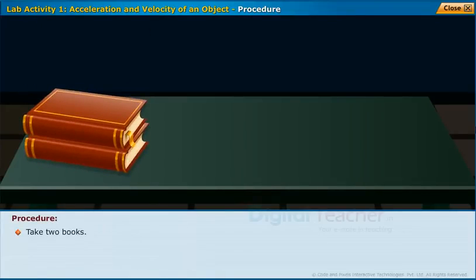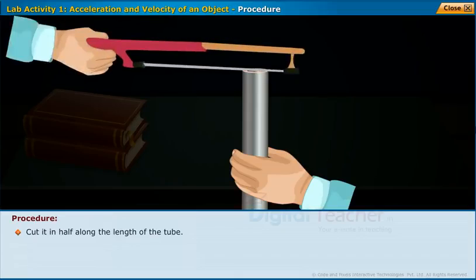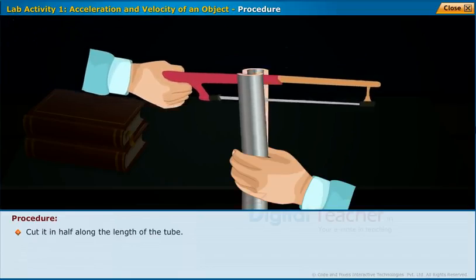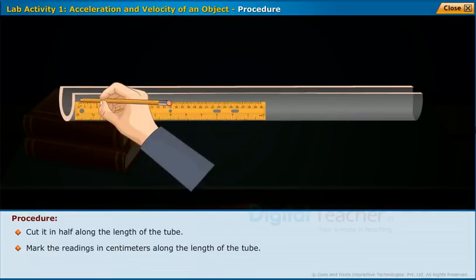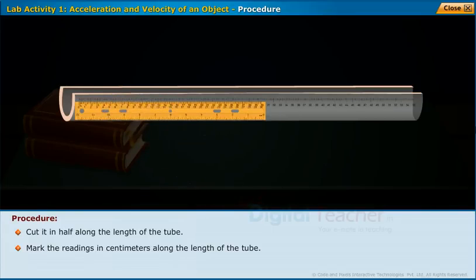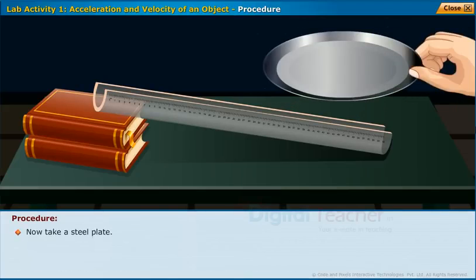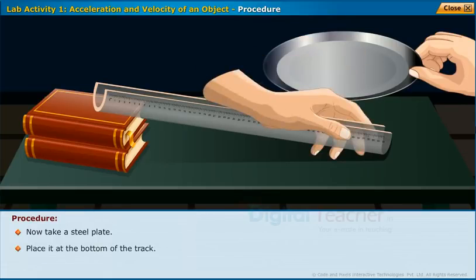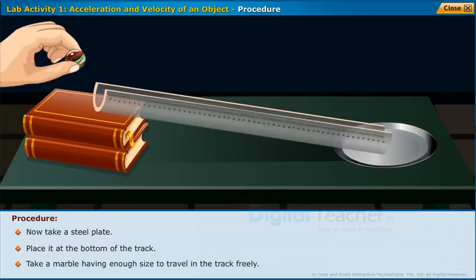Take 2 books. Place them on a table. Take a long plastic tube. Cut it in half along the length of the tube. Mark the readings in centimeter along the length of the tube. Now place one end of the tube on the books and the other end on the table to make an inclined track. Now take a steel plate. Place it at the bottom of the track. Take a marble having enough size to travel in the track freely.